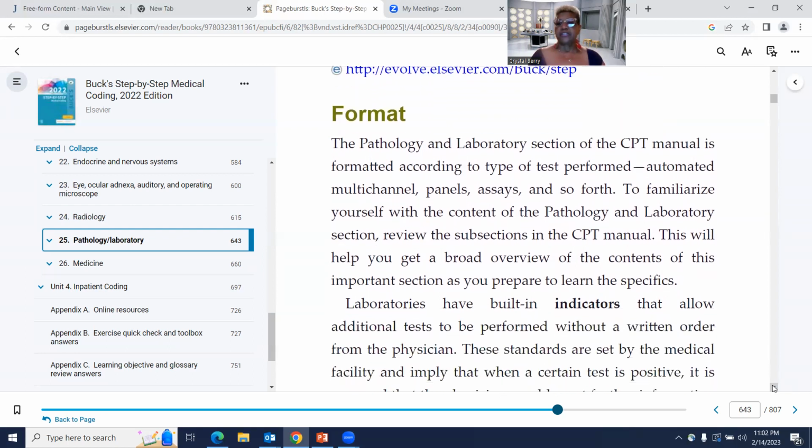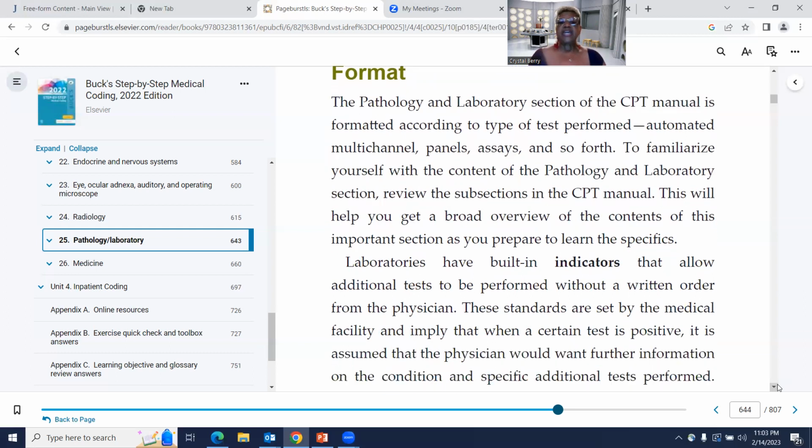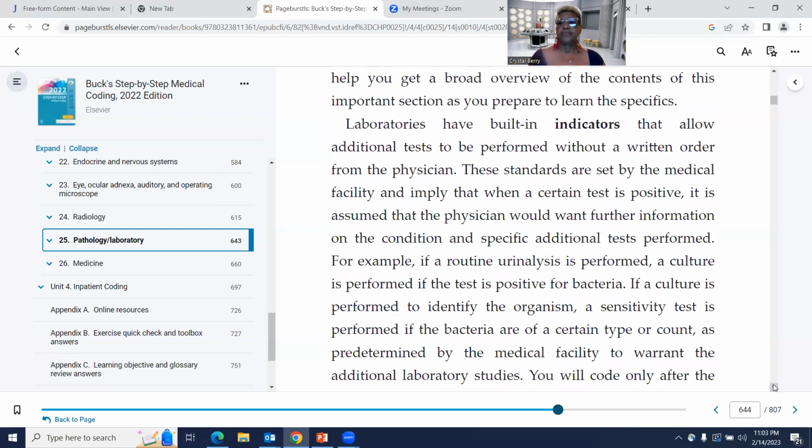learn the specifics. Laboratories have built-in indicators that allow additional tests to be performed without a written order from the physician. These standards are set by the medical facility and imply that when a certain test is positive, it is assumed that the physician would want further information on the condition and specific additional tests performed.